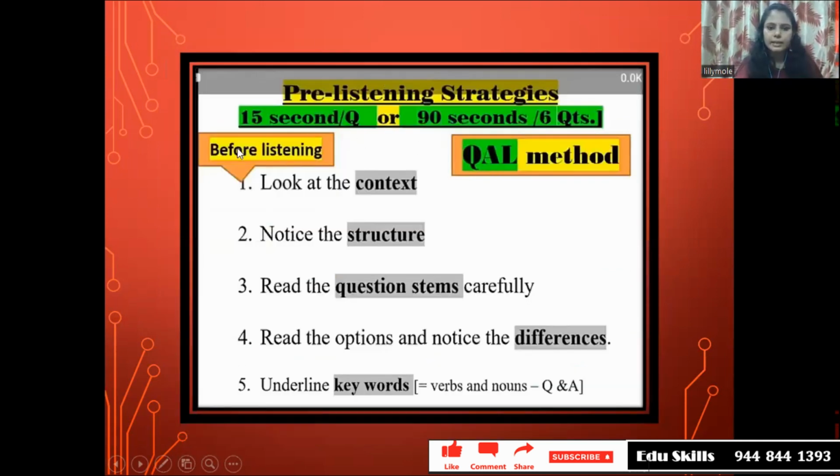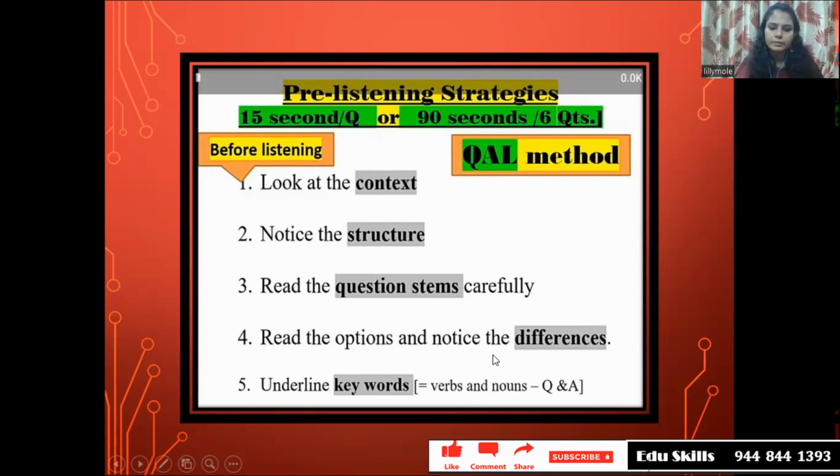Then pre-listening strategies. We get 15 seconds for each question and 90 seconds for the total questions. Then look at the context. Then notice the structure, how they are telling each sentence and idea. Then read the question stems carefully. While you are getting the time, just read the question stems. There will be nouns or verbs or anything else. Just underline those and understand what the stem words are.